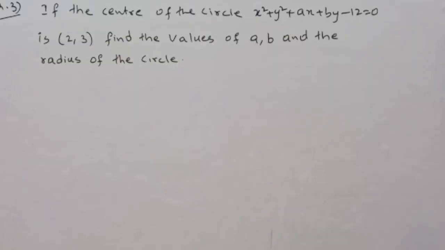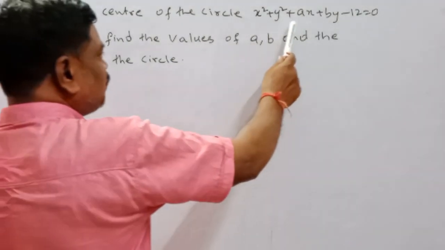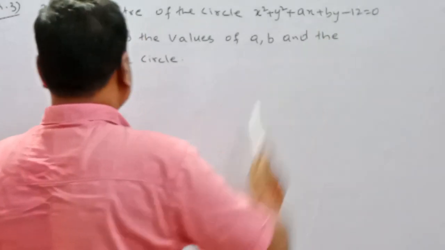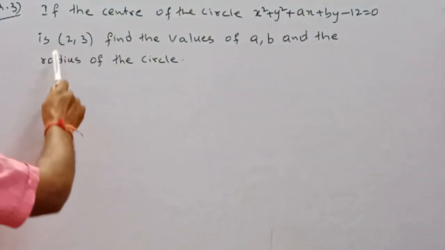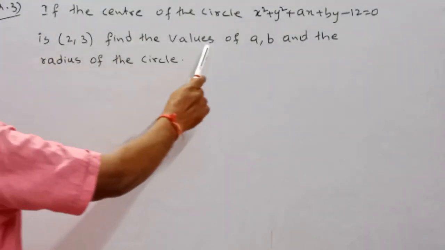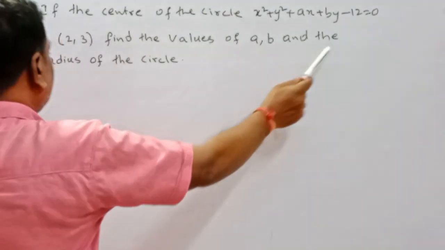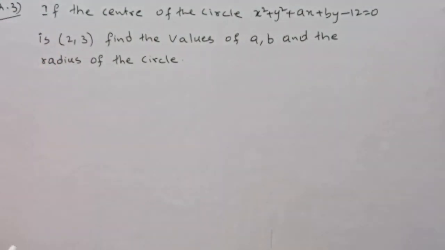Here we have the problem from circles. If the center of the circle x square plus y square plus ax plus by minus 12 equal to 0 is 2 comma 3, find the values of a comma b and the radius of the circle.